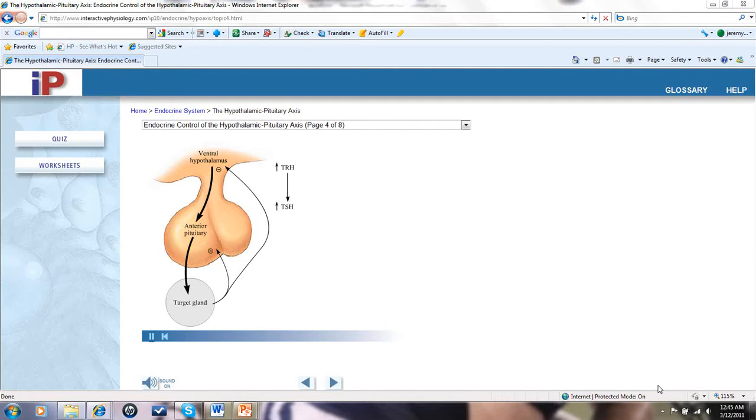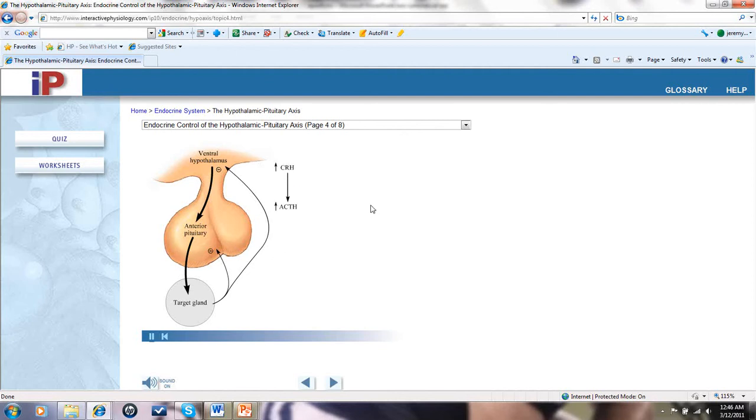Thyrotropin-releasing hormone acts on cells of the anterior pituitary to increase secretion of thyrotropin, TSH, which in turn acts on the thyroid gland to increase secretion of T3 and T4. The thyroid hormones feed back almost exclusively to the anterior pituitary to inhibit secretion of thyrotropin. Click the T3 and T4 to continue. Thyroid hormone is also essential for anterior pituitary cells to secrete growth hormone. Click GH to continue.